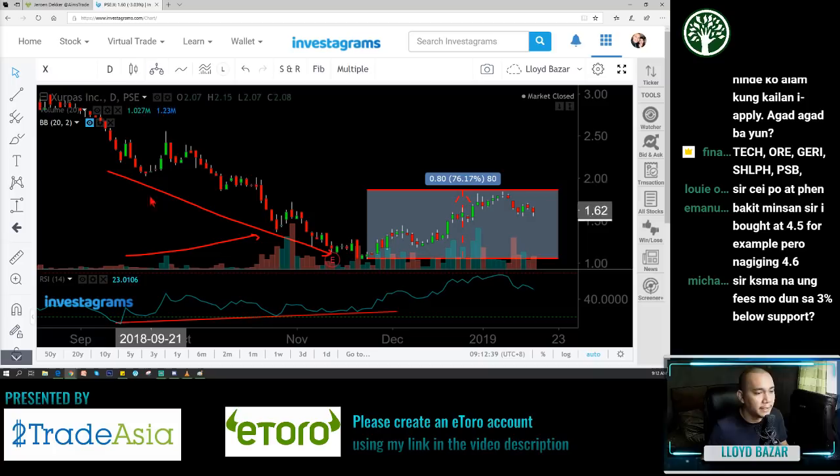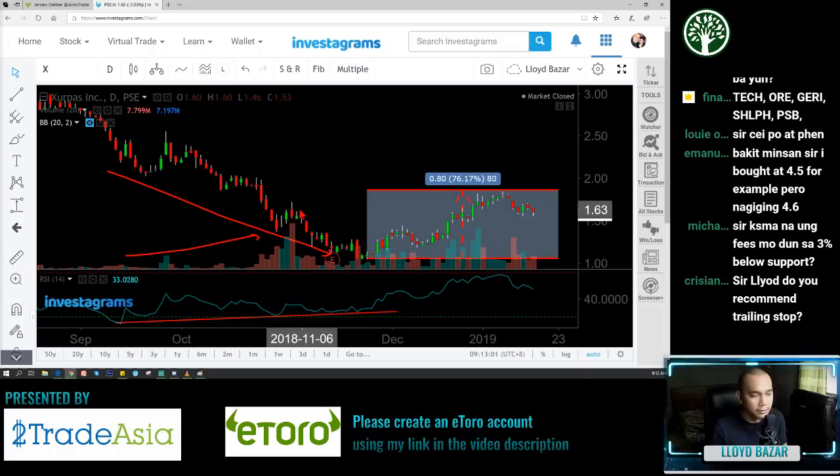Bakit minsan sir, I bought 4.5 for example, pero naging 4.6, but that's because of the charges from Emmanuel. Sir, kasama yung fees mo doon sa 3% below support. Yes, basta yung presyo, right? I don't look at how much, I look at the percentage right away. When I plan an entry, very good question, so I'll go to that.